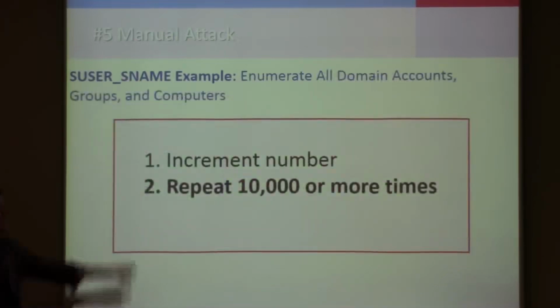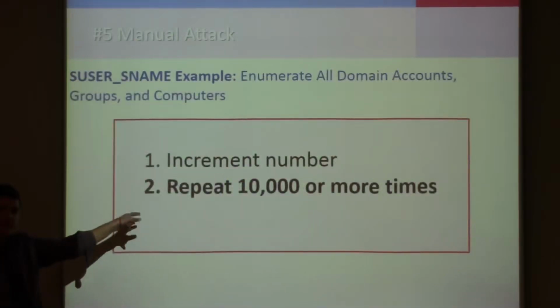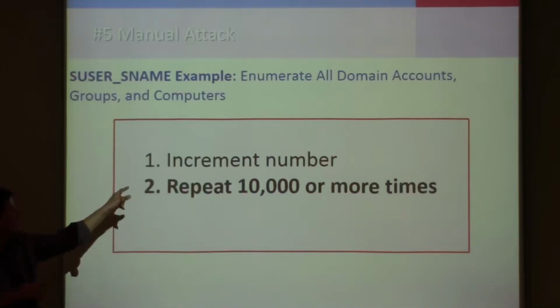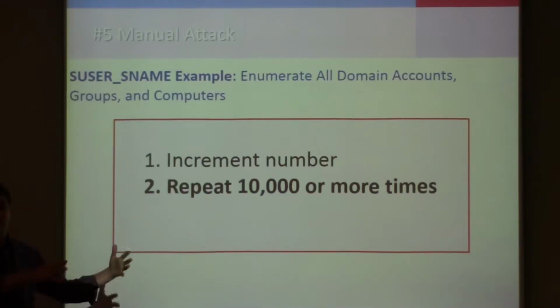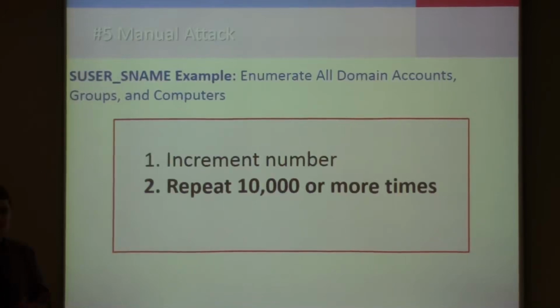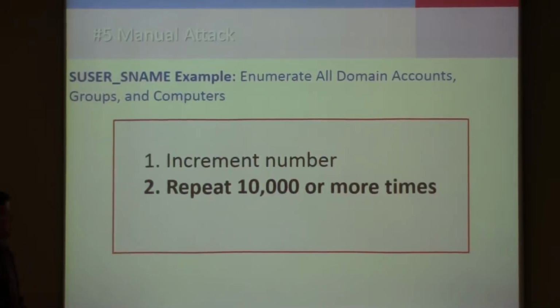So what we do is we increment that number, and then we repeat it like 10,000 or more times. We get every, not just account, we get every domain account, every group, and every computer on the network. So now we're outside the network via SQL injection. We don't have any other avenues of attack. But now we have a full computer list of everybody on the domain. We have all the users, we have groups, and from a pen test, that's a guaranteed in.